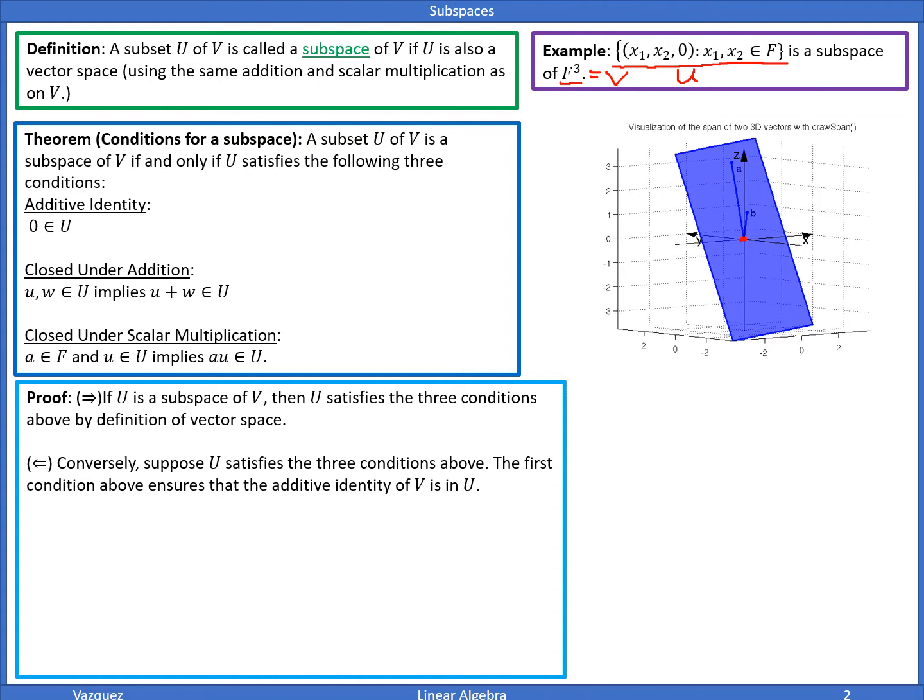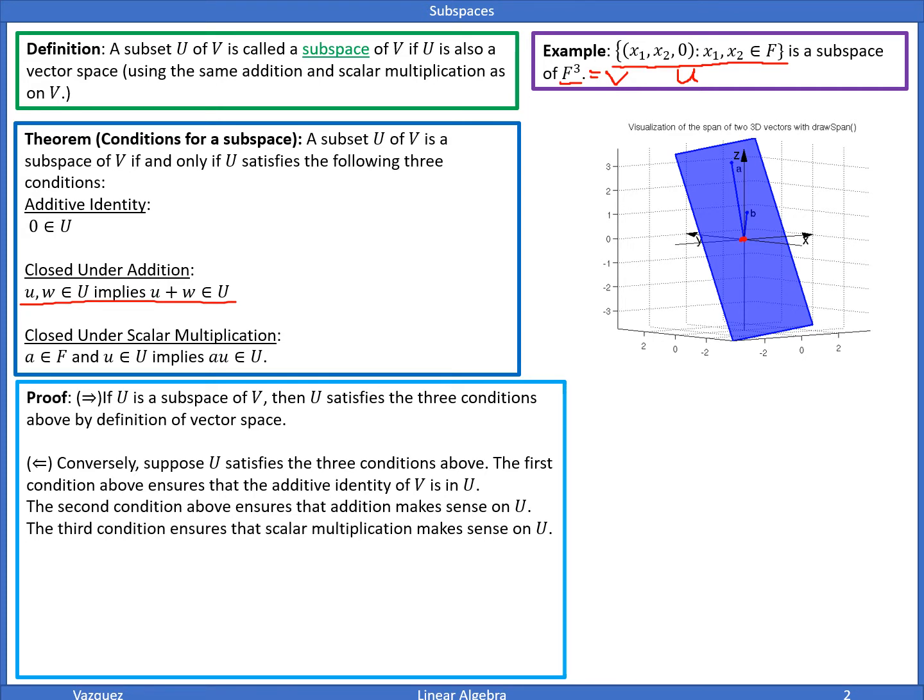So the converse says, suppose U satisfies the three conditions above. We need to show that U is then a subspace of V. So the first condition above, which is 0, ensures that the additive identity of V is in U. So we got that. The second condition ensures that addition makes sense on U. We're assuming this condition here. And the third condition ensures that scalar multiplication makes sense on U.